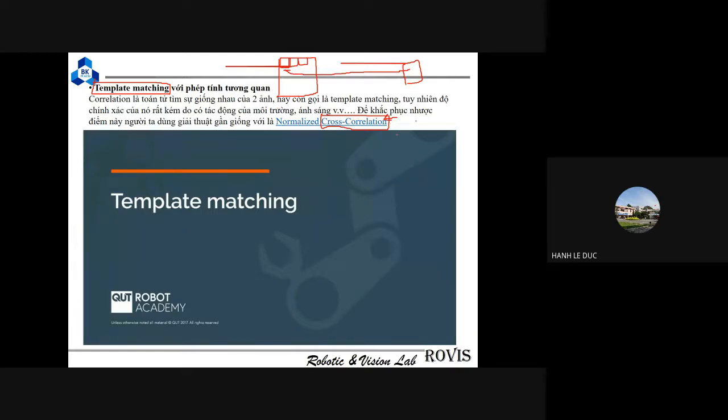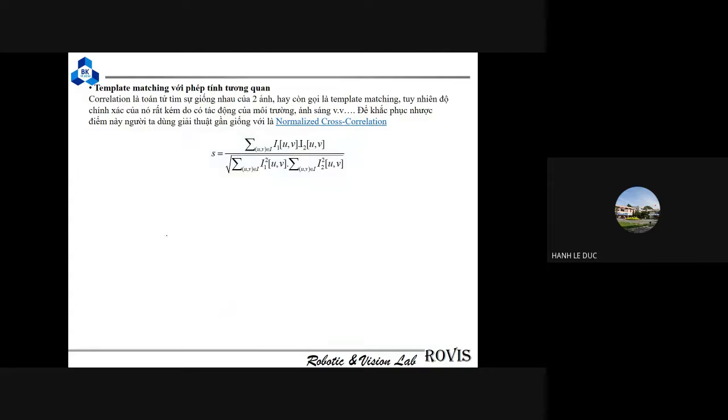But if we just apply the cross correlation, it's easily affected by the noise, or especially the intensity of the light projected on the image. So they propose another one, which we call the normalized cross correlation. So what does the algorithm do? Let's see. For the normalized cross correlation, they use this function.